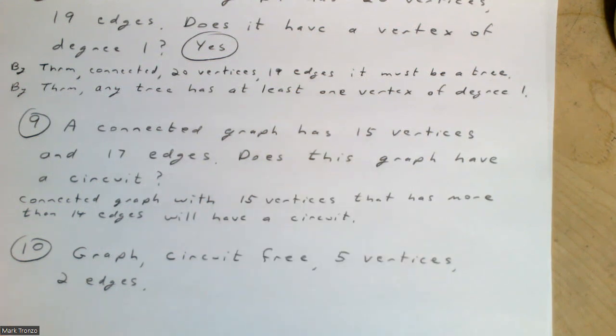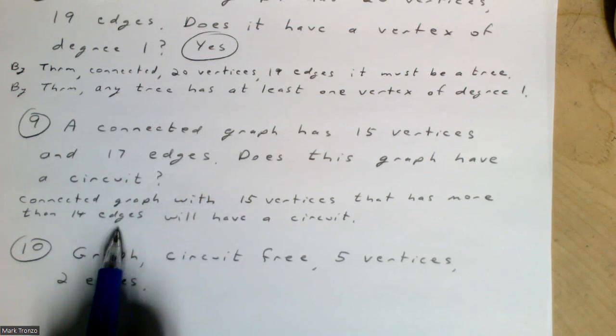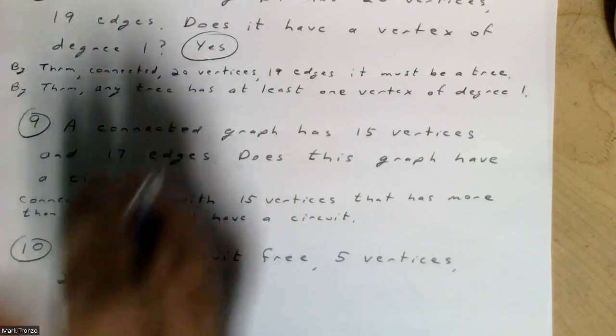So again, if it had 14 edges and was connected, it would be a tree. If it has more than 14 edges, it's got to have a circuit.